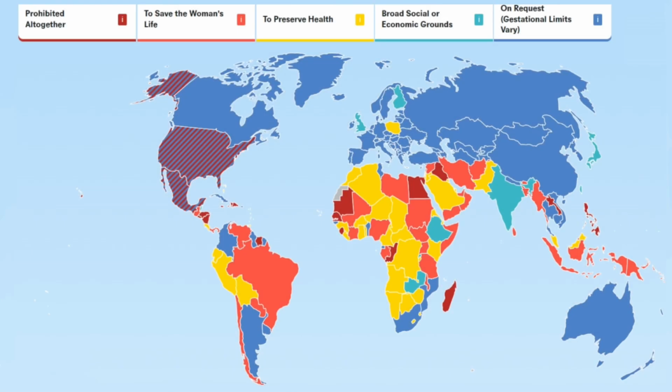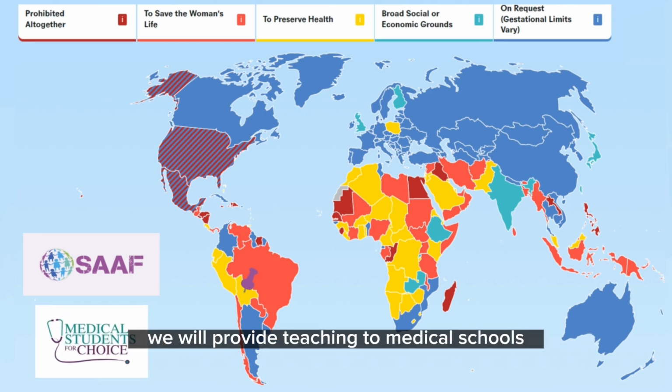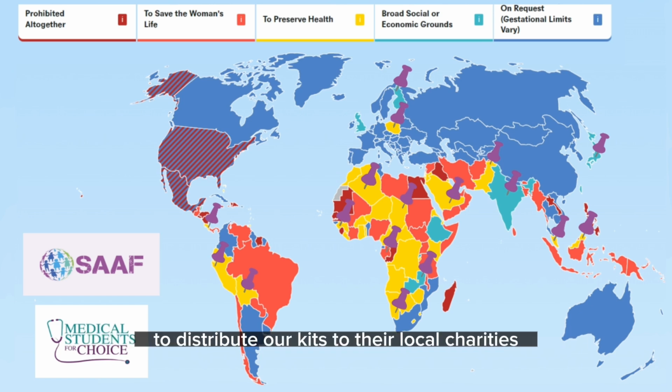By working with Medical Students for Choice in America, we will provide teaching to medical schools, focusing our efforts on where law restrictions are the greatest. To increase the accessibility of safe abortion globally, we've partnered with the Safe Abortion Access Fund to distribute our kits to their local charities across the world.